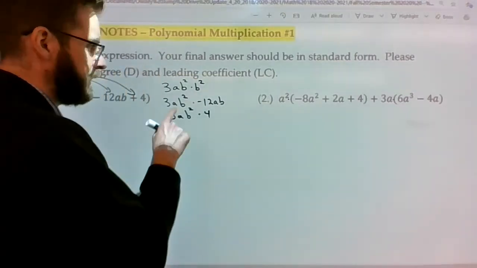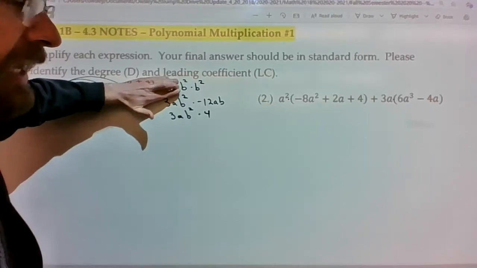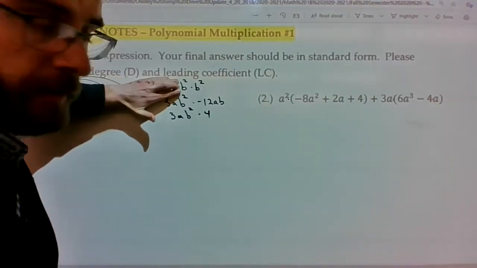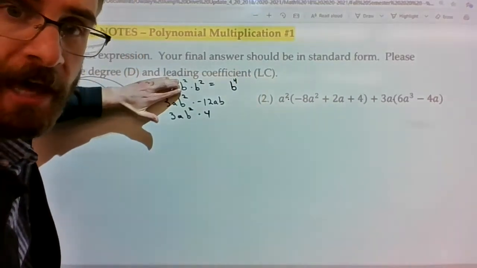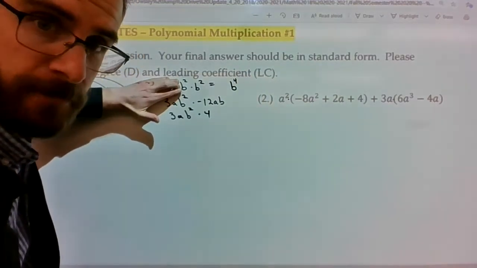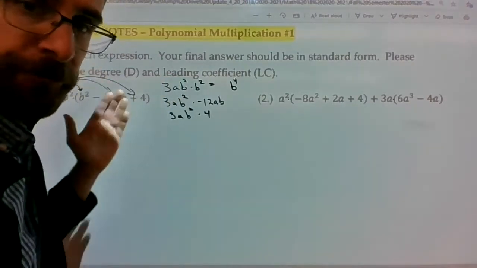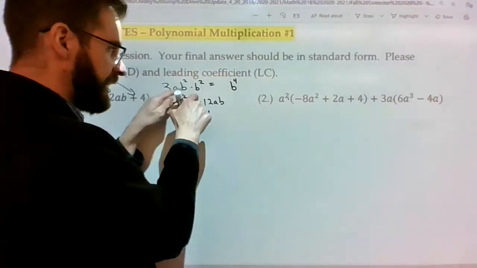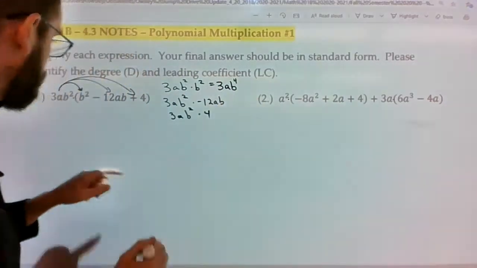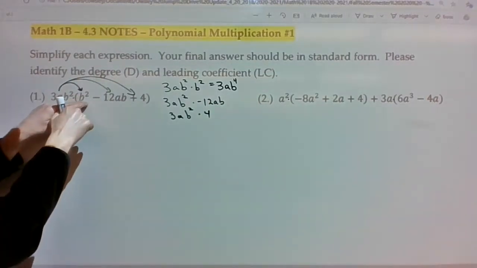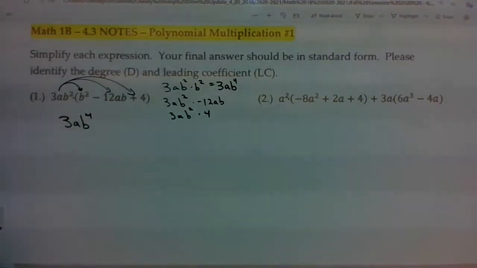Here's why. B squared times b squared. If you ignore the 3a, b squared times b squared is going to be b to the fourth power. We've got rules for that. Multiplying powers of same bases, you add the exponents. Now multiplying something just means to put it in front. So that's 3a times b to the fourth power. And that's perfectly legit. That's our first term. 3ab squared times b squared is going to be 3ab to the fourth power.